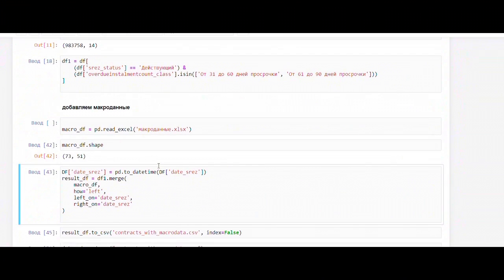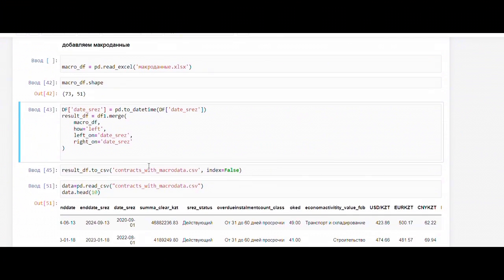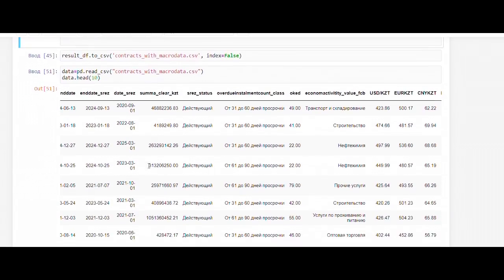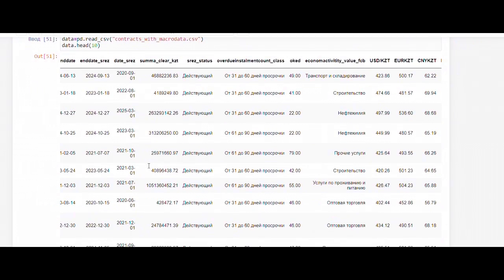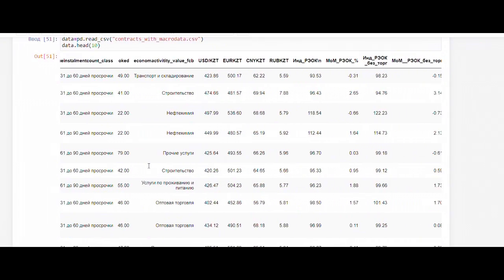Next, we load the macroeconomic data that we previously collected, and then we merge the datasets. As a result, we now have the final dataset that we can use for building the second stage PD model.